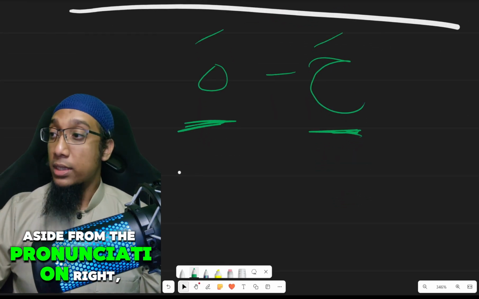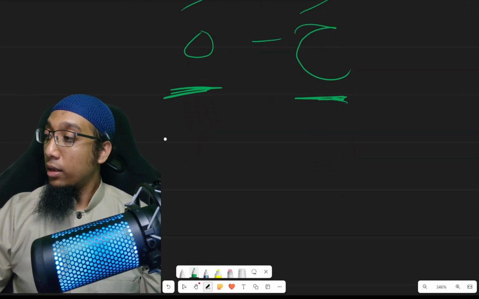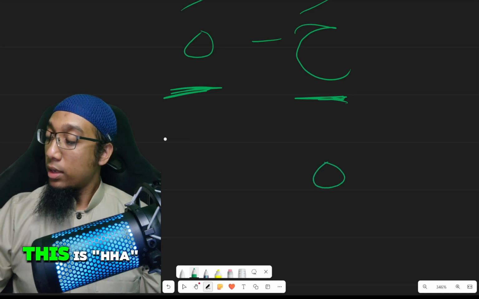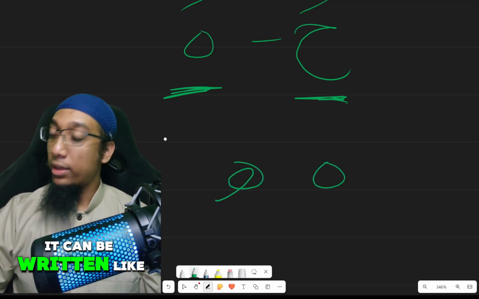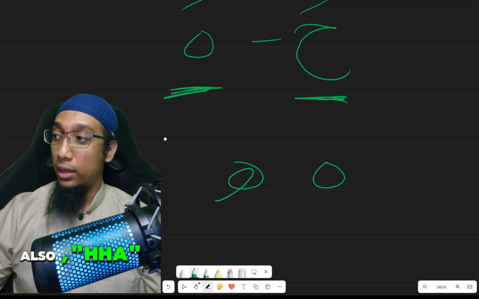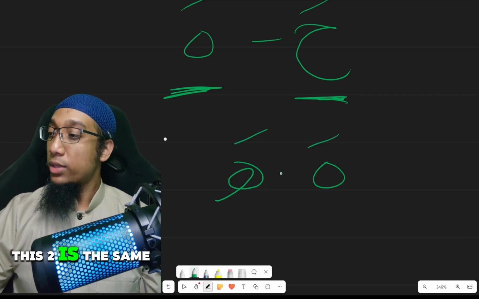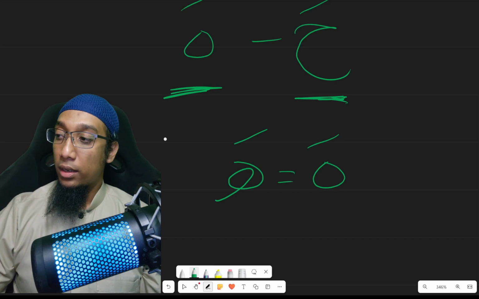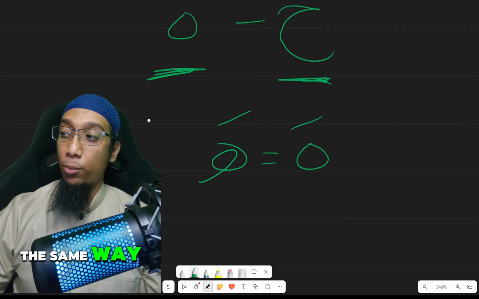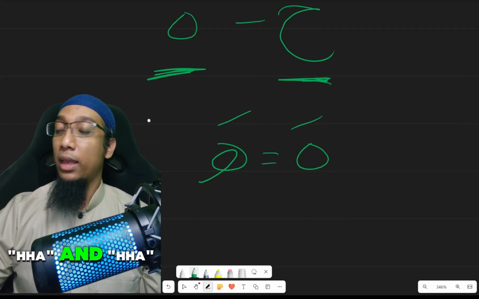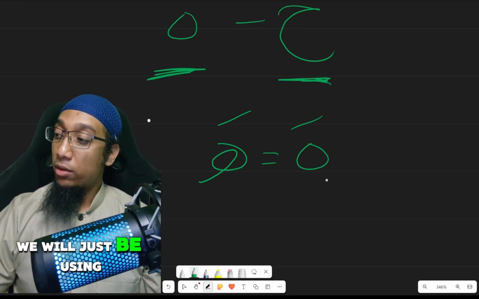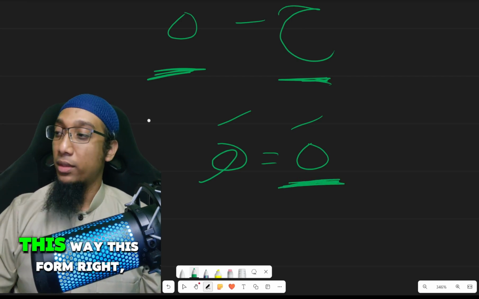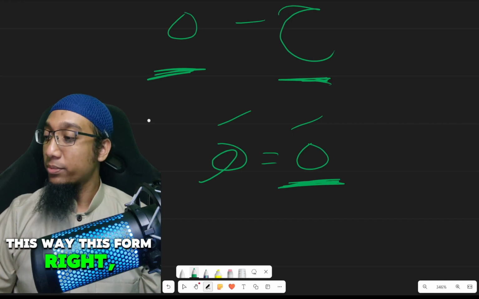Aside from the pronunciation, this is ha. It can be written like this also. Ha. This too is the same. Both of them are pronounced the same way. Ha and ha. But for the practice below, we will just be using this form.